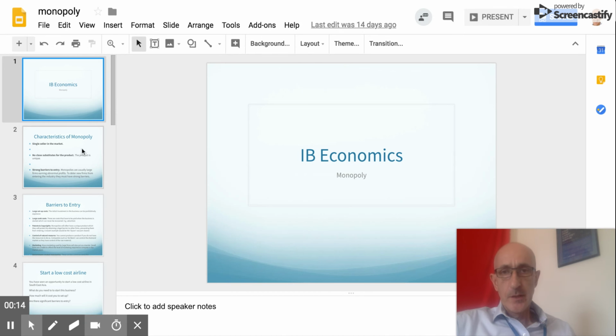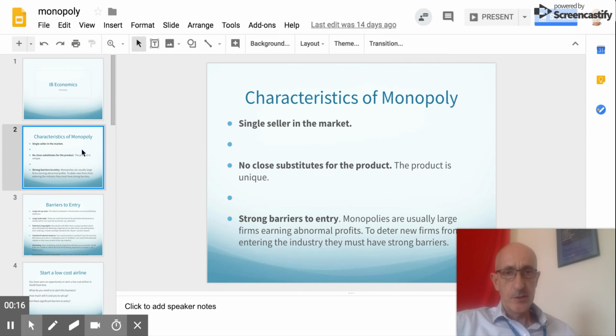So monopoly is a market that's characterized by a number of different criteria. There's a single seller in the market. There's no close substitutes for the product. Most important of all probably is the fact that there are very strong barriers to entry.